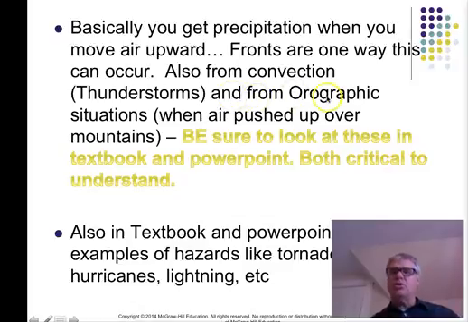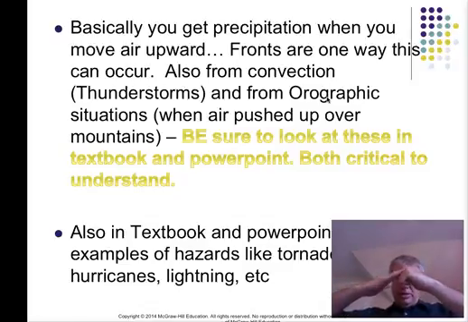You can also get what's called orographic precipitation. Orographic is when you're taking air and, let's say you've got a mountain in the way. The air hits that mountain and it has to go up because it's hitting a mountain. You also get a lot of rain then on that side of the mountain, and that's called orographic precipitation.